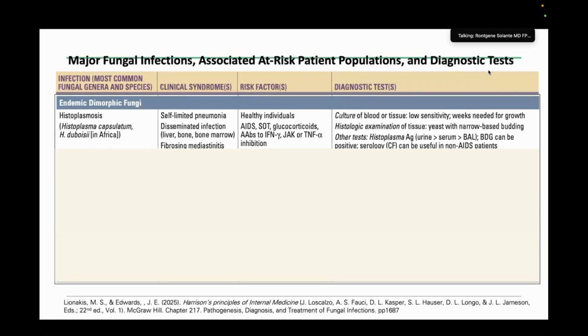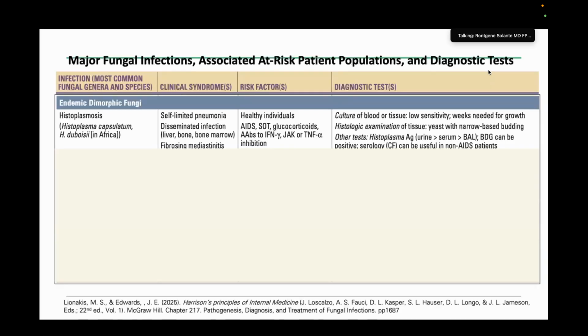Other tests that are available, just like your cryptococcal infection, you have a cryptococcal antigen. Histoplasma, you can also have the histoplasma antigen, but I don't know if it is available in the Philippines, if this can also be used in our setting, but this is part of the tests that you can use in the diagnosis of your histoplasma.